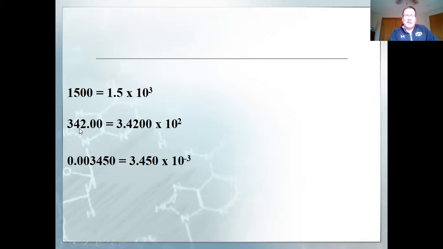So again, I'm moving it 2 times so that it's 3.4200, and I moved it twice, so it's times 10 to the second. Here we're going the other direction, so we're going to have a negative exponent. These zeros or placeholders don't count. What about the 0 at the end? It certainly does count as a significant digit because it's at the end, and there's the decimal. So I move 1, 2, 3 to the right. 3.450 is my base number, and I move 3 times to the right, so it's times 10 to the negative 3.